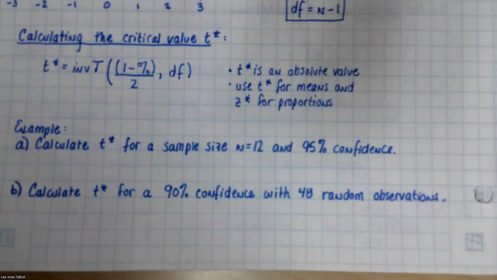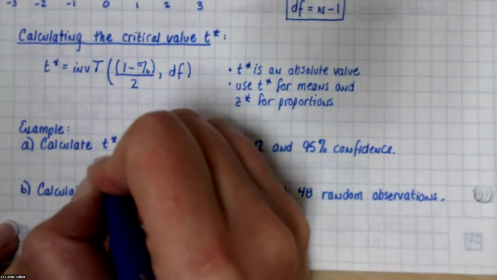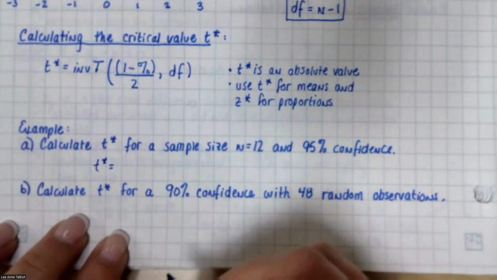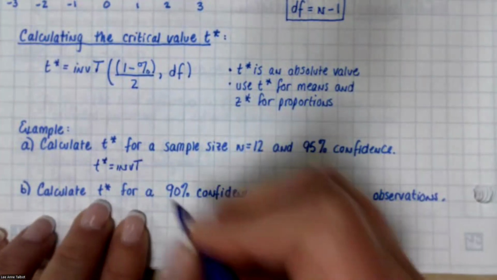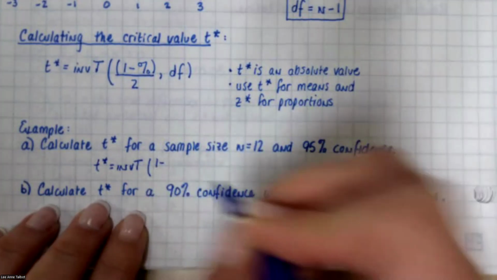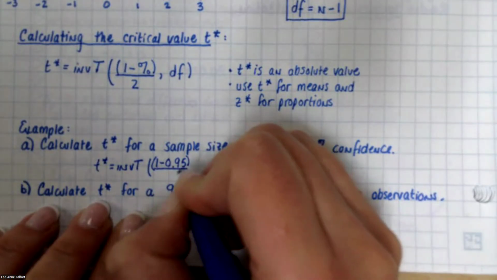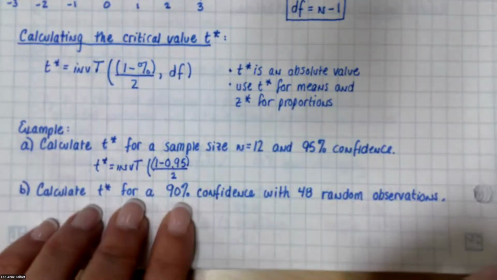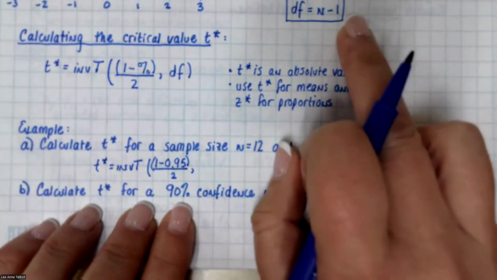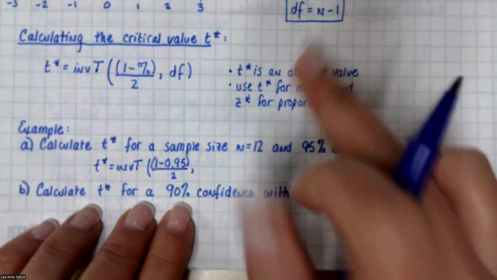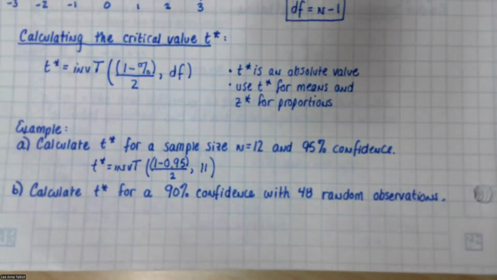Okay, I'm going to do A with you, and then I want you guys to do B on your own. T star equals inverse T, 1 minus 0.95 divided by 2, comma. Okay, and if the sample size is 12, what's the degrees of freedom? 11. Man, that's the math we're doing today.